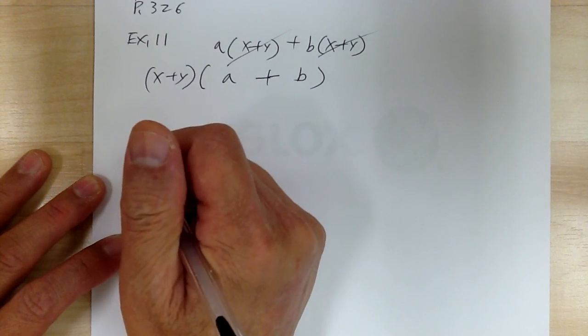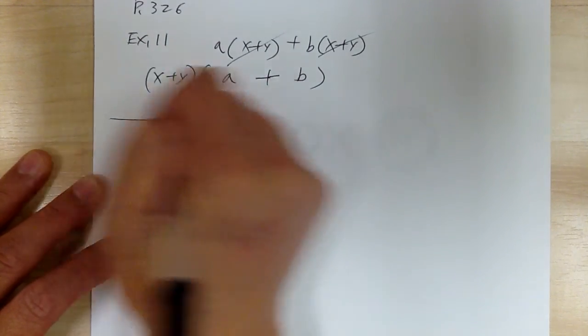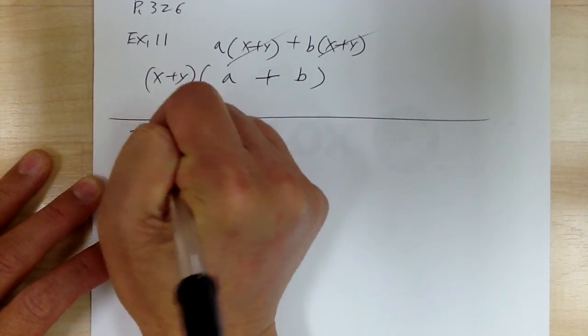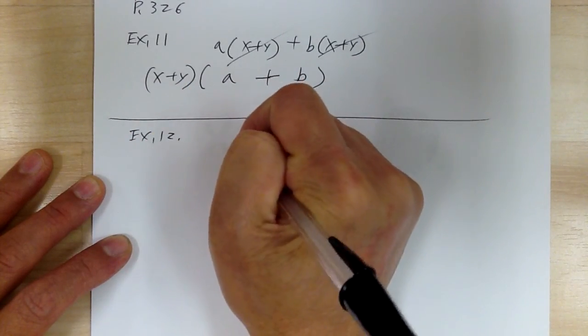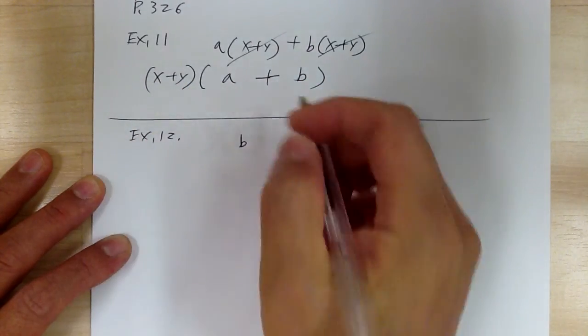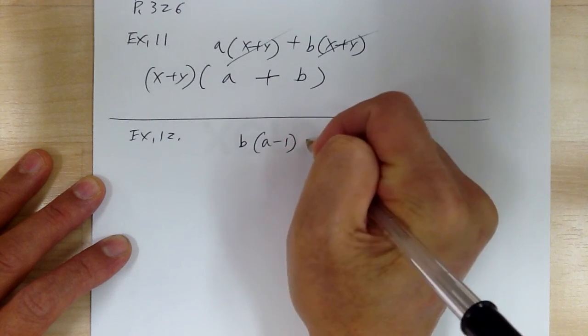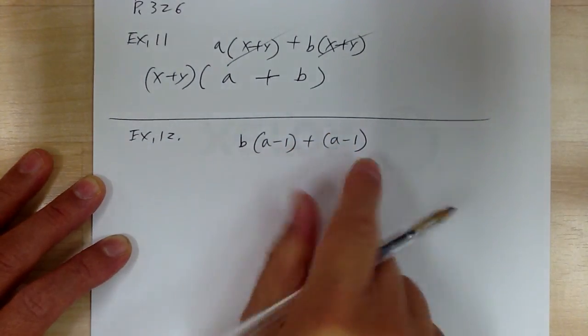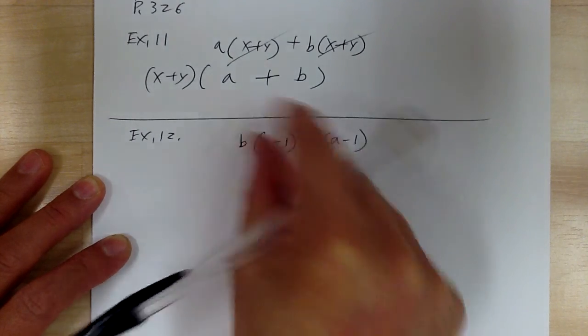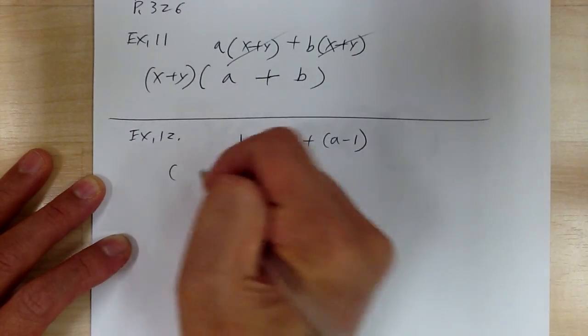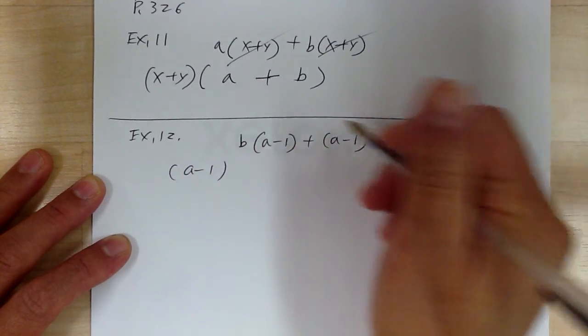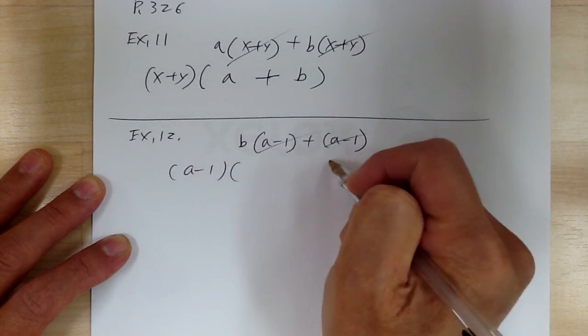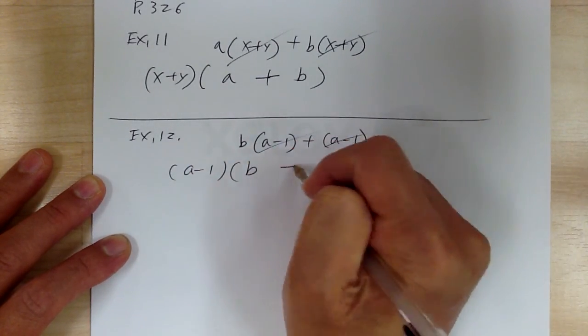Let's go to example 12. You have b, again leave a little bit of space in front. So (a minus 1) plus (a minus 1). You have a minus 1, this is your common factor. They are the same, so you can take it out. When you take it out, it's gone, so the leftover would be b plus 1.